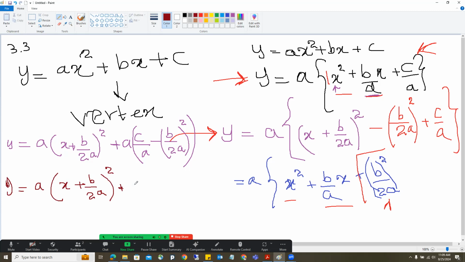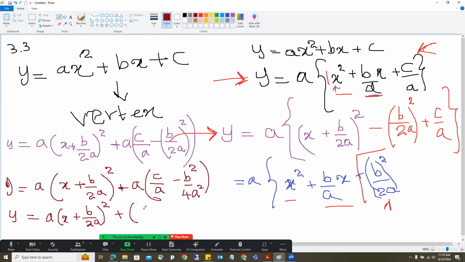plus a times, here what do we have? c over a minus b squared over 4a squared. If you simplify further, a times x plus b over 2a completely squared plus, then we have c minus b squared over 4a.